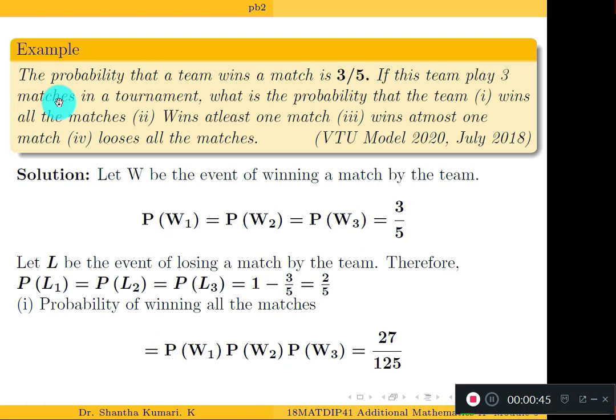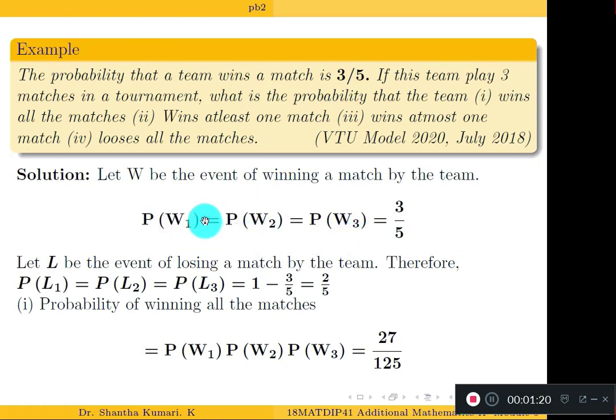Probability of A means probability of winning the first match. Instead of A, B, C, here I am using the notation W, so it is easily understood. W is for winning. So probability of W1 means winning the first match, W2 means winning the second match, W3 means winning the third match, and that chance is given as 3 by 5. And how to decide whether W1, W2, W3 are independent? Because matches are different. Correct? 3 different matches. So they are independent events.